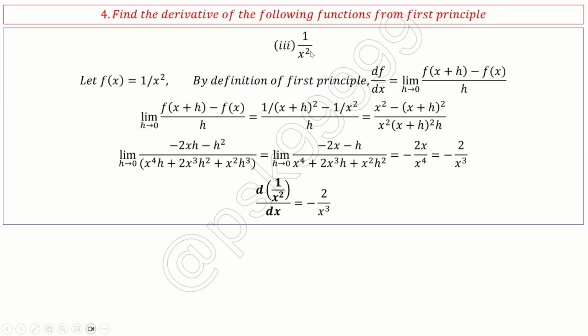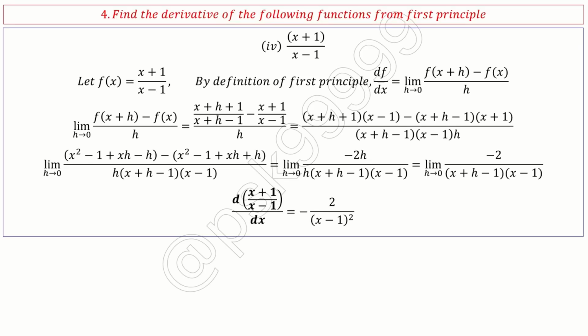Now if you see here, this is nothing but x to the power of minus 2. Okay, x to the power of minus 2, if it is in the form of x to the power of n, then it is minus 2 into x to the power of minus 2 minus 1, correct? Which is nothing but minus 2 into x to the power of minus 3. x to the power of minus 3, I can write it as 1 by x cube. So this is the answer. Okay, next.